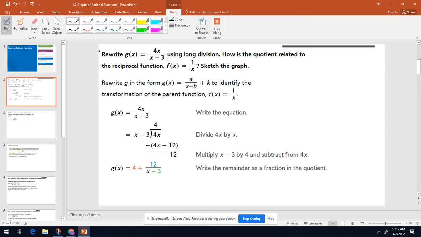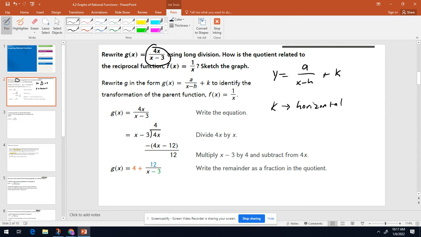So first of all, we're going to be able to take this problem right here and rewrite it in the form y equals a over x minus h plus k. Okay. And again, I could put the k in front. It doesn't matter. But there are some very important things we need to look at here. K is going to be my horizontal asymptote. Okay. And it's always going to be the equation y equals. H is always my vertical asymptote.